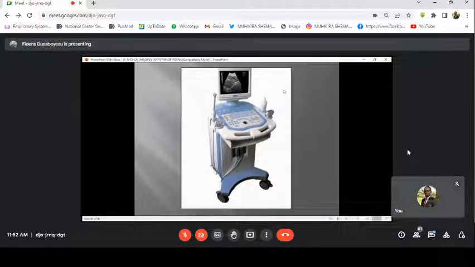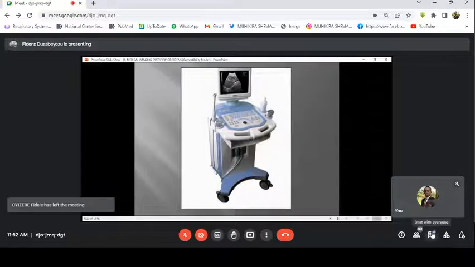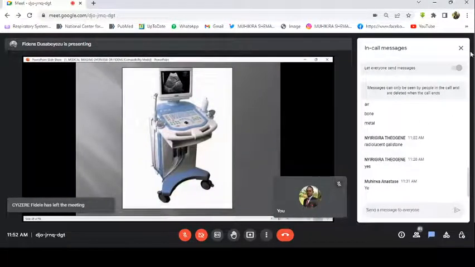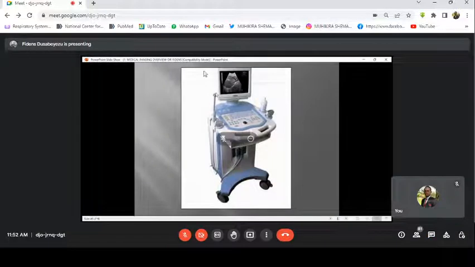So we have different probes now. This is what we call a linear probe, used for superficial structures like vessels and skin. That is like a transrectal, transvaginal probe, where we introduce it inside an organ so that we can diagnose better, because when the probe is near where the disease is, you can see it better.